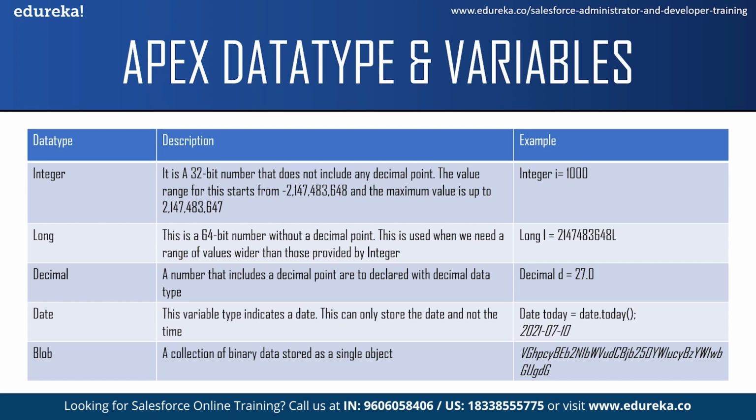Here is the example for the date data type. Date today is equal to the Date.today function, and it will display the date in this format. First will be the year, then the month, and then the date. After this, we have a unique data type which is known as blob. Now blob is basically a collection of binary data stored as a single object. And here is an example of a blob.